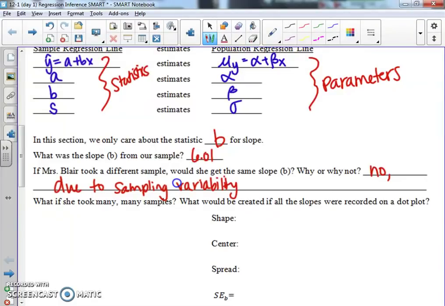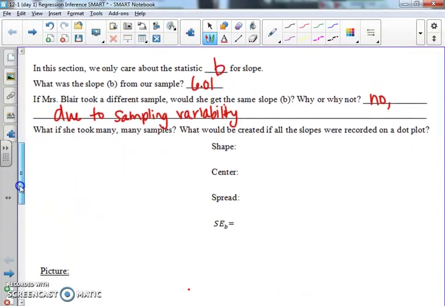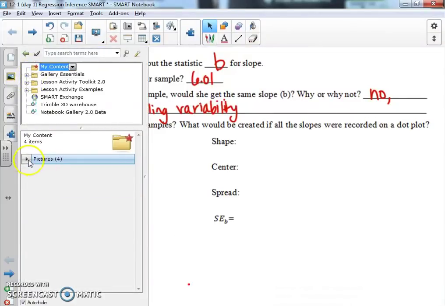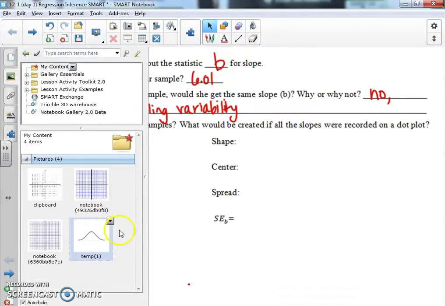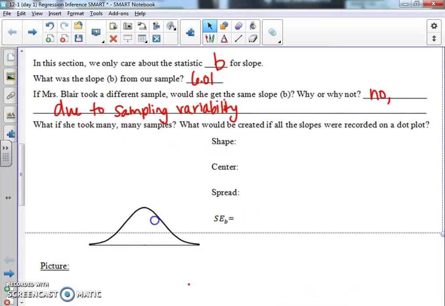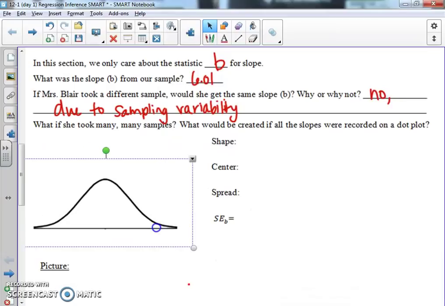We know that if we take many, many samples, the samples aren't all going to be the same. Hopefully they're close to each other, but they're not going to be exactly the same. But what if she took many, many, many samples? Well, what would get created if I took many, many samples? What we use all the time, a sampling distribution.